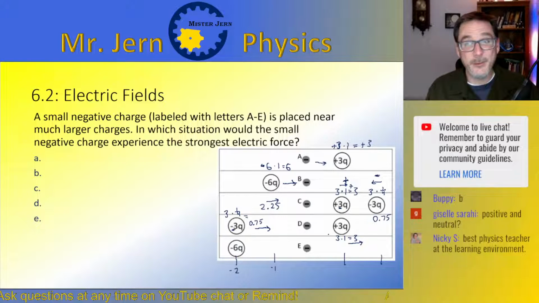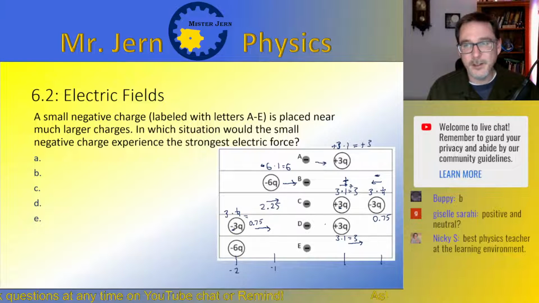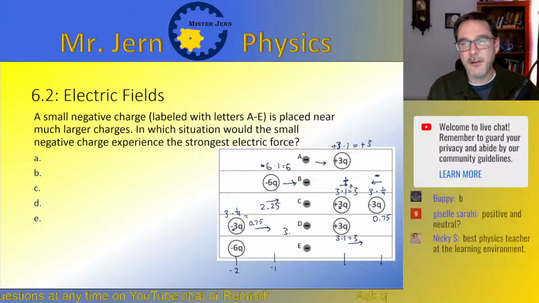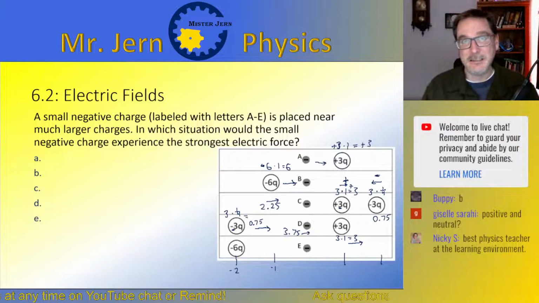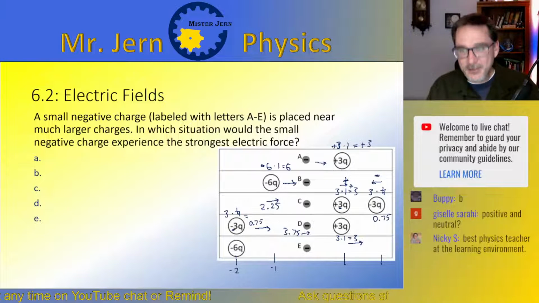So this is 3 to the right and 0.75 to the right. So letter D is actually feeling 3.75 to the right, because they're both causing the negative to go to the right. I know, right?